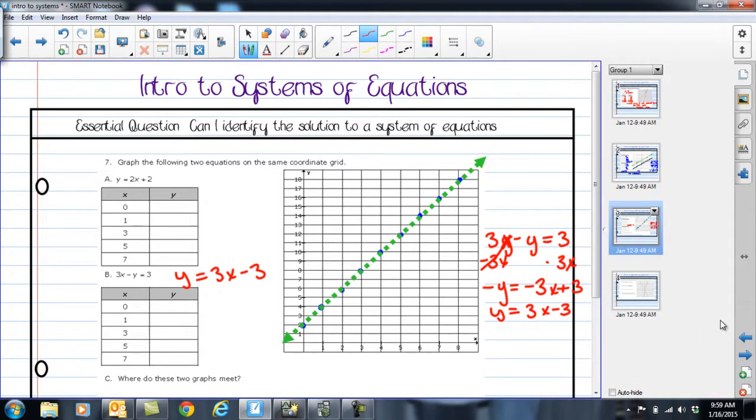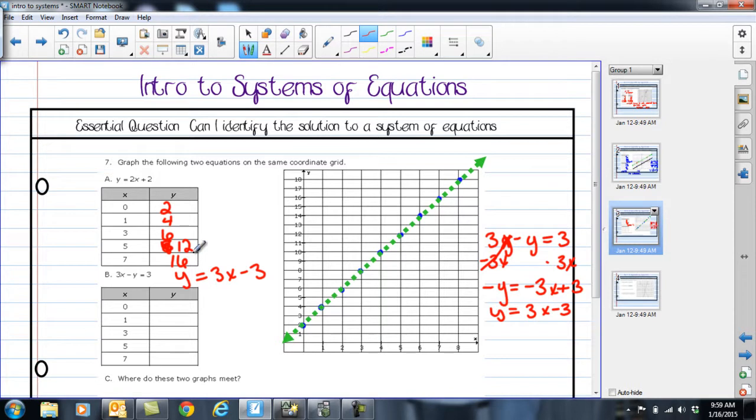Okay, so I got my first graph graphed on here. The 2x plus 2 was easy because I just plotted the points, no big deal, and I can probably fill in the table too. When x is 0, y is 2. When x is 1, it's 4. When x is 3, we're at 6. Then we're at 8. Oh, sorry, 5 is not at 8. When we're at 5, it's at 12. And when we're at 7, it's at 16.